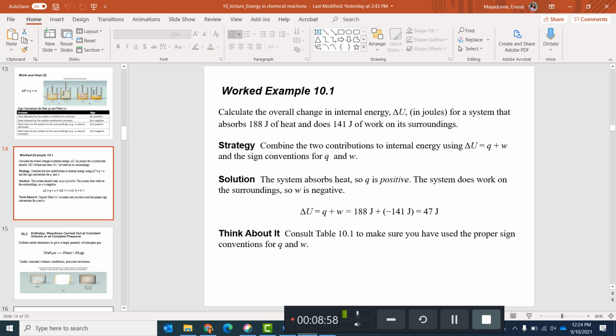So I have a question. My question is, calculate the overall change in internal energy, delta U, for a system that absorbs heat. Absorbing means exothermic or endothermic? Endothermic, right? Because when your system absorbs heat, it's positive, and it does work. So the system has to do work, which means it's negative. So that's what I wrote. The internal energy of the system equals Q plus W, 1.88 positive plus negative 141. It's 47 joules.